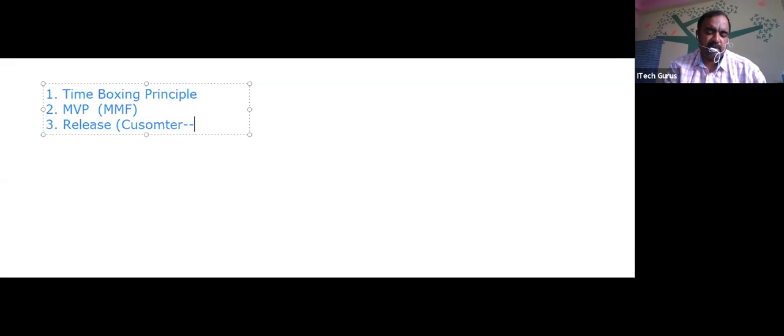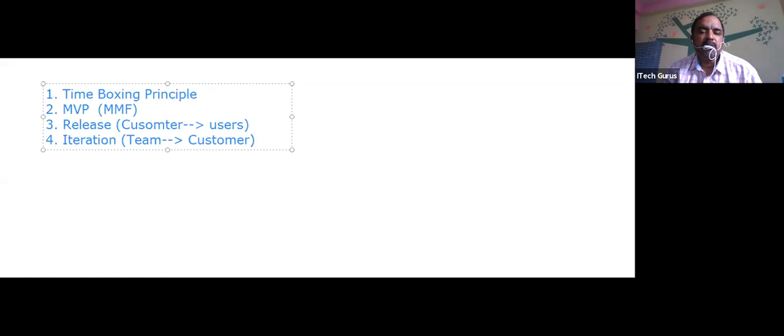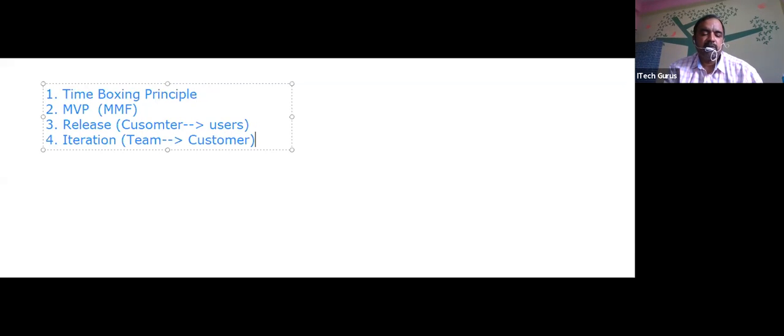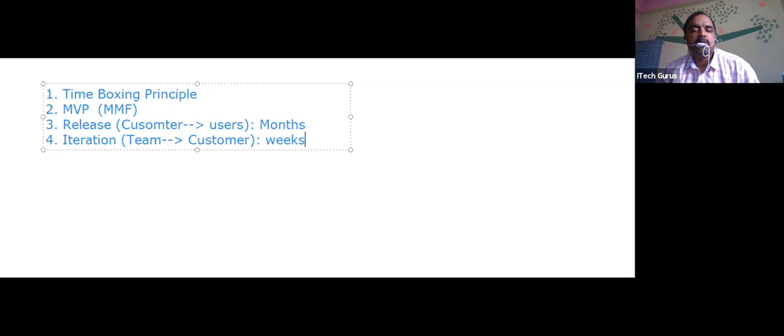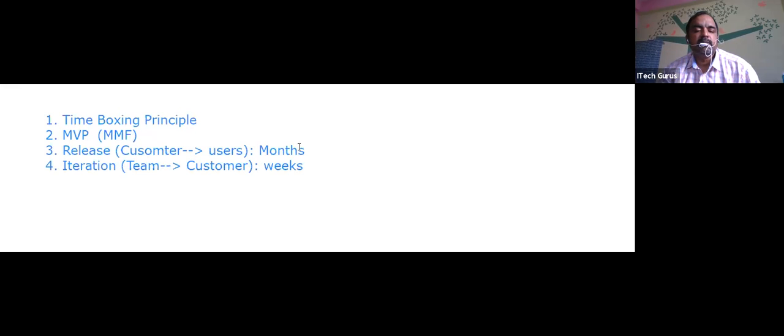Release is nothing but what the customer gives to the end users. Is that clear? Iteration or sprint is nothing but what the team gives to the customer. Is that clear, all of you? The terminology. So iteration happens once in 2 weeks, and the release can happen once in 1 month or 2 months or 3 months, like that. Usually this is measured in weeks, and this is measured in months or quarters. Any question on this? No question.